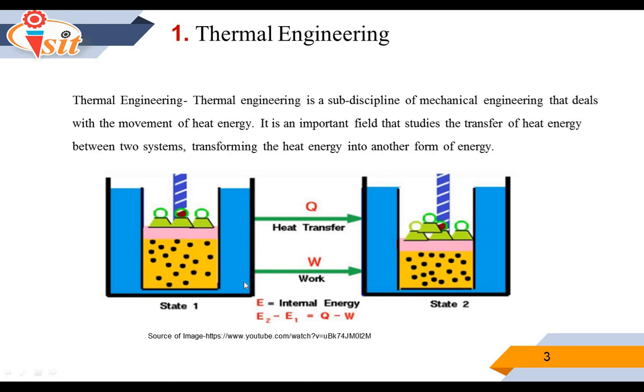Here in this figure you can see there are two states, state 1 and state 2, and from state 1 the heat and work are transferred to state 2. As shown here, Q is the heat transfer and W is the work transfer, which is transferred from state 1 to state 2. E, capital E, is the internal energy. So E2 minus E1, that is internal energy of state 2 minus internal energy of state 1, is equal to heat transfer minus work transfer.